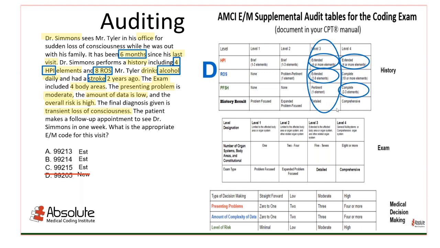All right, I'm seeing expanded. So let's look at our keywords over here. The exam included 4 body areas. So if we go to our chart, that falls right here under a level 2. So let me circle that. And that is indeed expanded problem focused, okay? So the exam is going to be expanded problem focused.